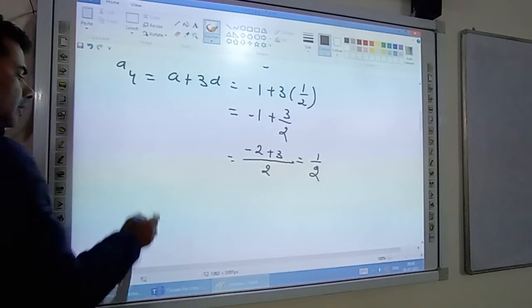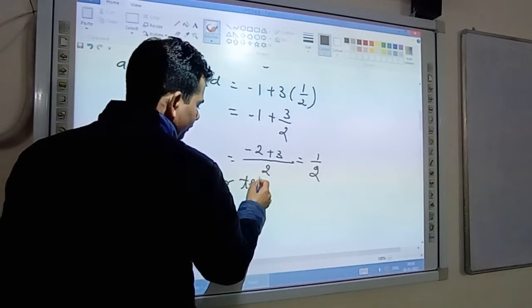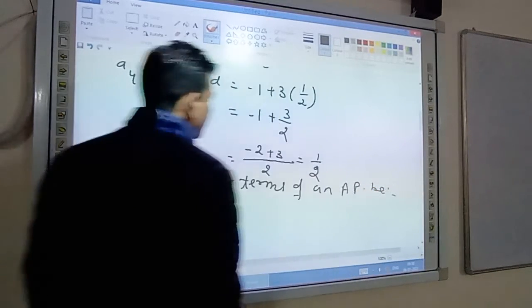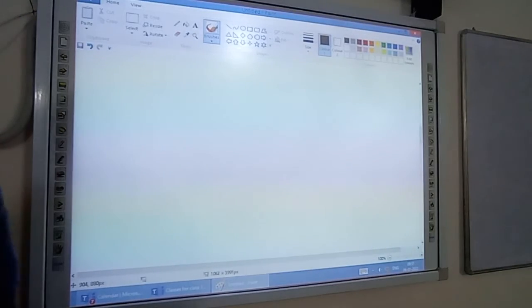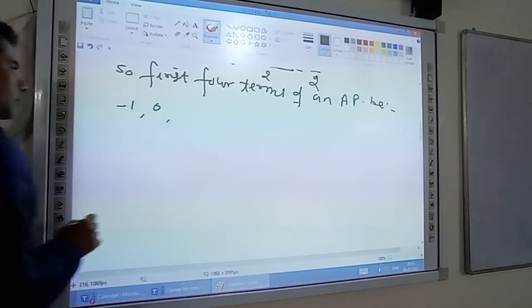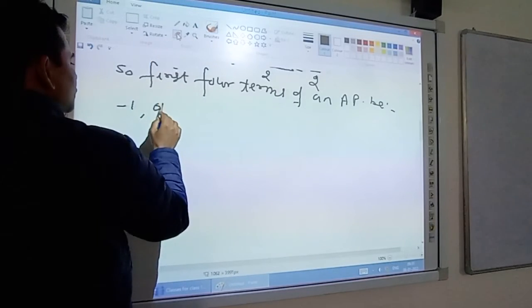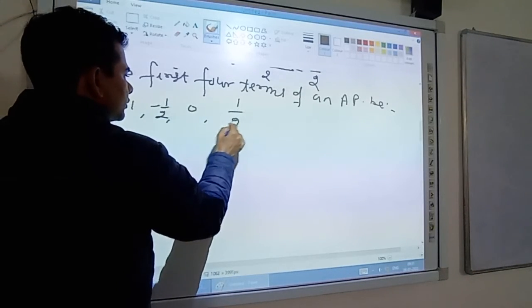So the first four terms of the AP are: first term is minus 1, second term is minus 1 by 2, then 0, and 1 by 2.